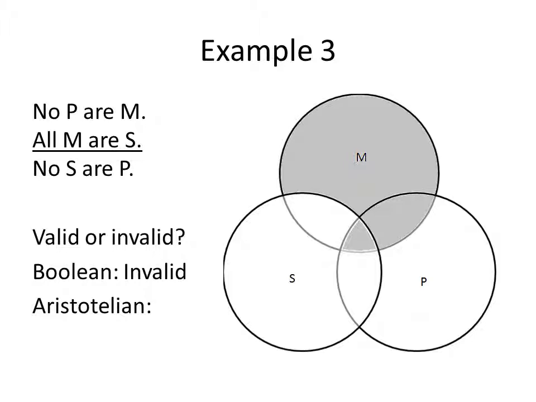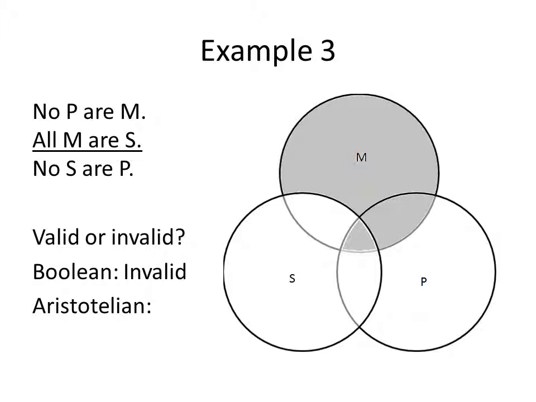So let's think back to our rule for the Aristotelian perspective. We said what we wanted to do was find whether there was any circle where 3 out of the 4 parts were shaded. But we only want to do this for certain arguments. Specifically, we want to do it for arguments where both of the premises are universal and the conclusion is particular. Is this such an argument? That is, are the premises universal and the conclusion particular?